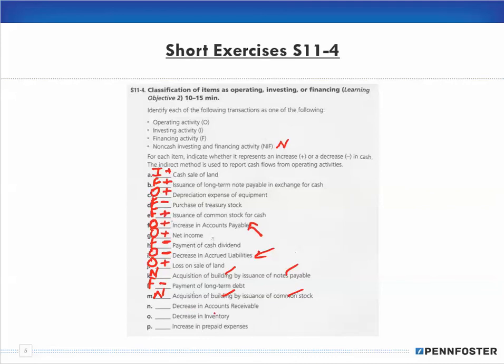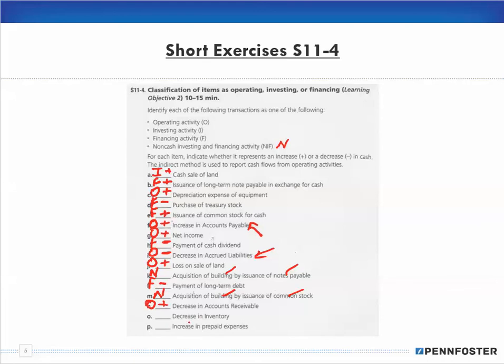And a decrease in the accounts receivable. Okay, well, accounts receivable affects the operation of our business. I mean, it's derived. We make a sale. Part of that sale is accounts receivable, right? And a decrease in the accounts receivable means that somebody is paying off what they owe, which means we are getting cash. So that's going to increase our cash position.